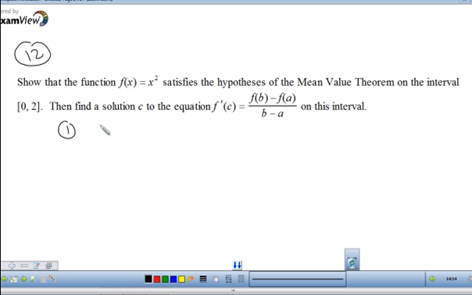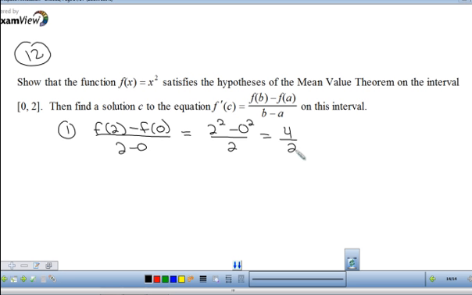So I'm going to have f of 2 minus f of 0 all over 2 minus 0. So that's going to be 2 squared minus 0 squared over 2, 4 over 2, which is 2. Now I'm going to find the derivative. And then finally, I'm going to set my derivative equal to my average derivative and solve for x. So at x equals 1, the instantaneous derivative is going to equal the average derivative.